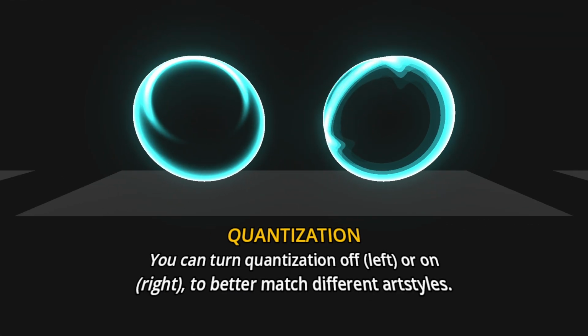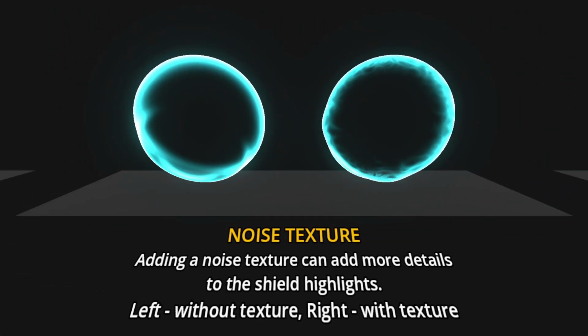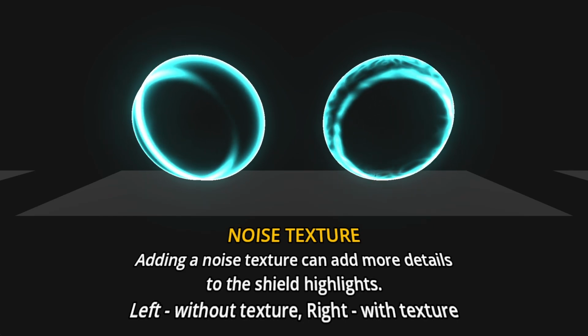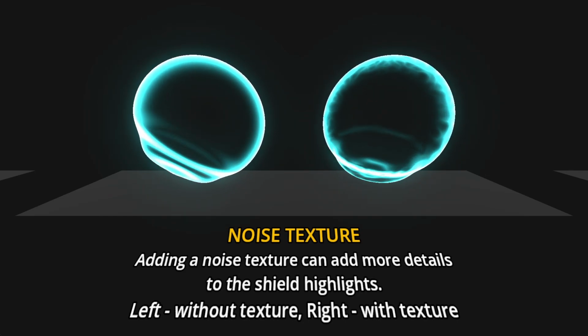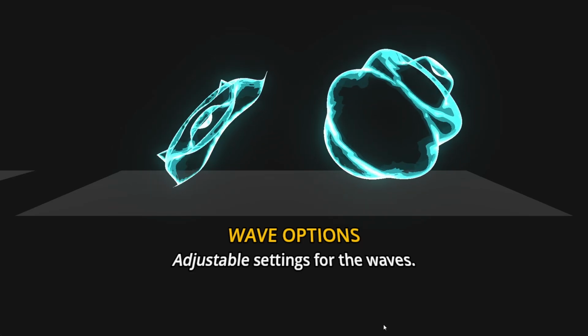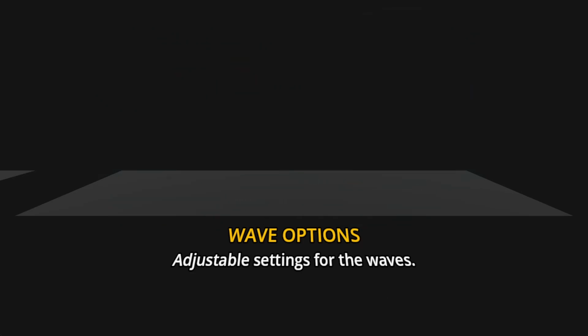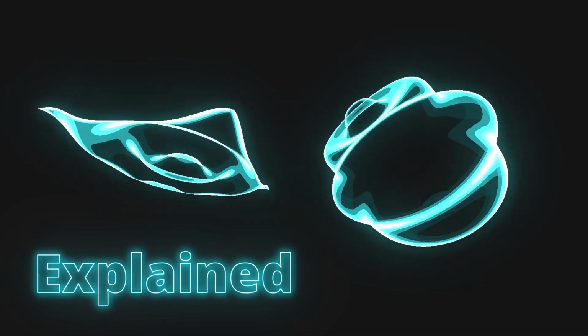You can enable quantization, giving the shield a pixelated or stepped effect. By adding a noise texture, you can modify the highlight effects, giving you more control, allowing for more unique characteristics. Lastly, static waves can be added with fully adjustable settings to fine-tune their look and behavior, as well as the impact waves. Now towards the explanation.